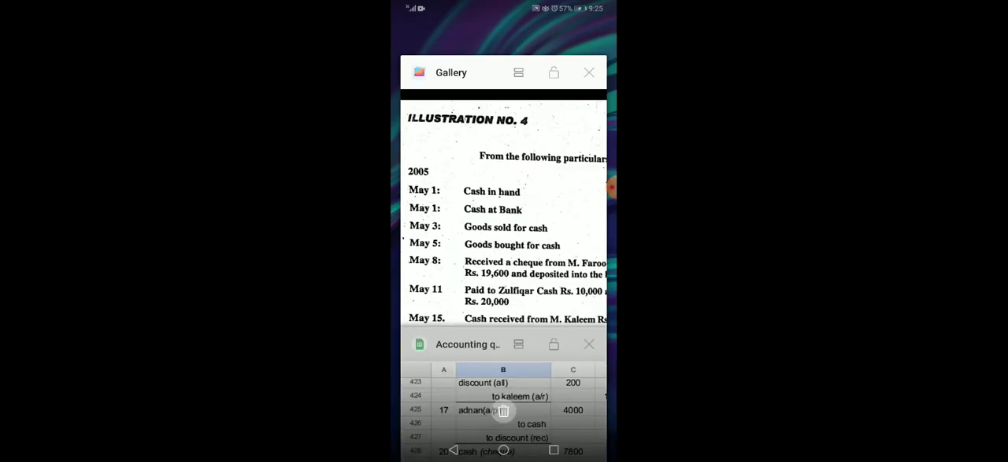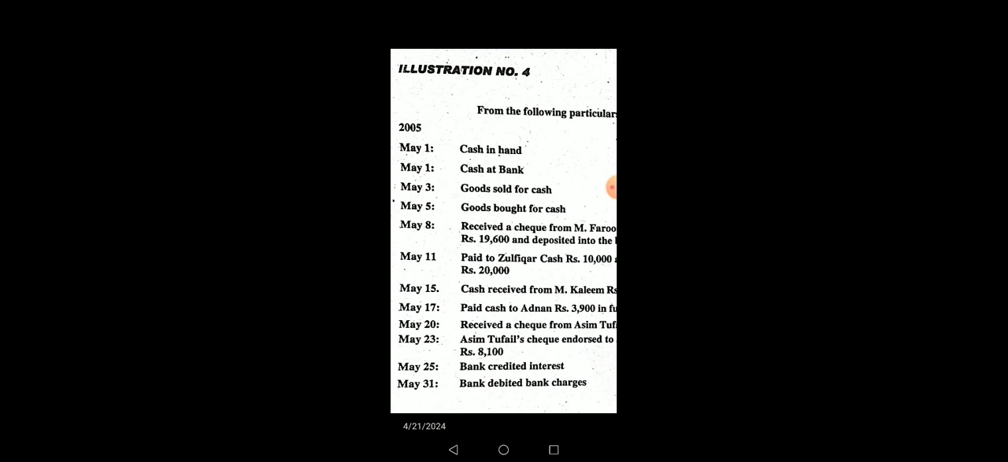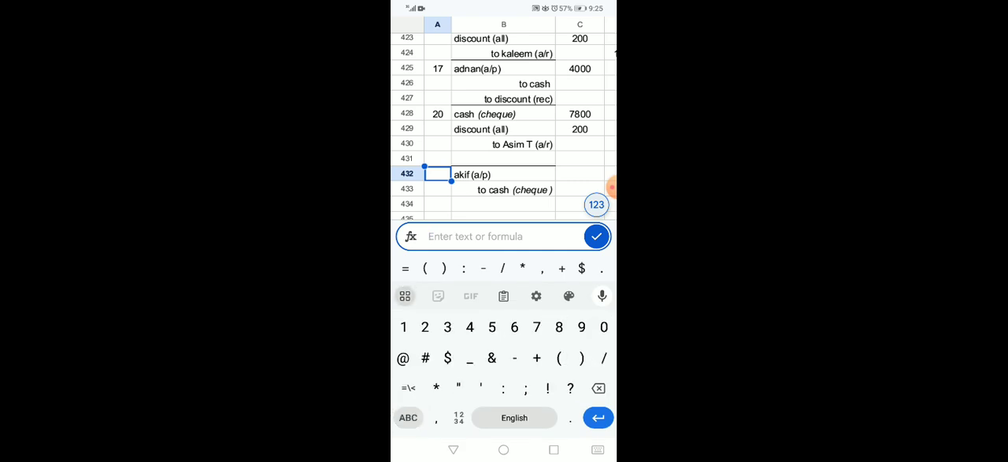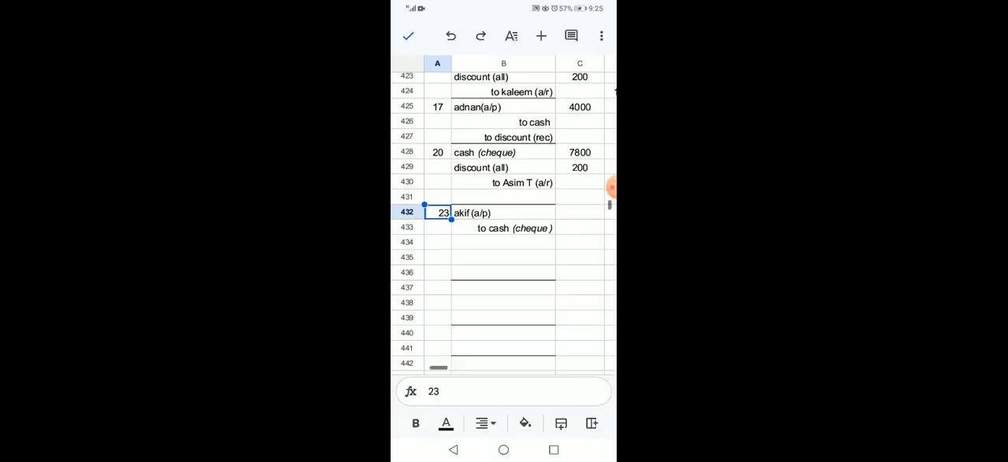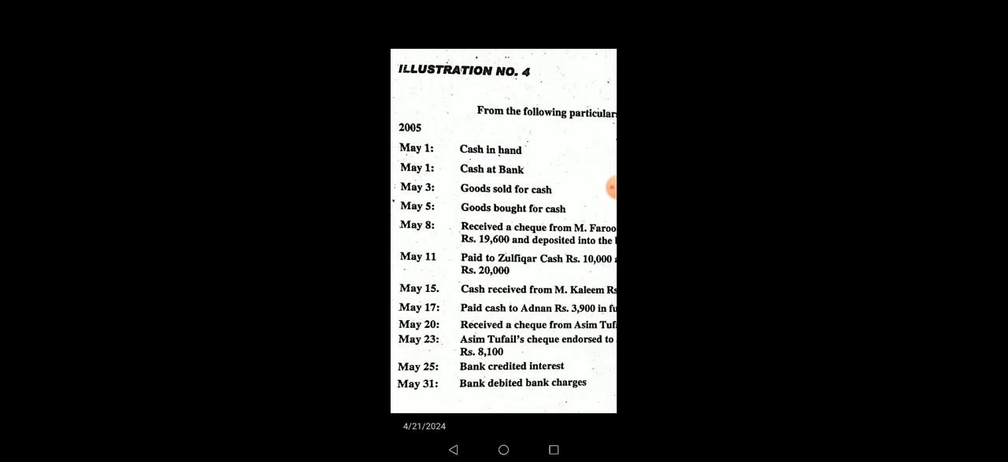In full settlement is now 8,000. We are doing entry number 20. Entry number 23 it is. Entry number 23. The date was supposed to be mentioned on the first step, but we are skipping it. That's not a good thing. So you have endorsed this check of rupees 7,800 to Akif. Entry number 23. Let's see how the full settlement was. How much was the full settlement? And that was 8,100. 8,100 full settlement, which was payable to Akif.